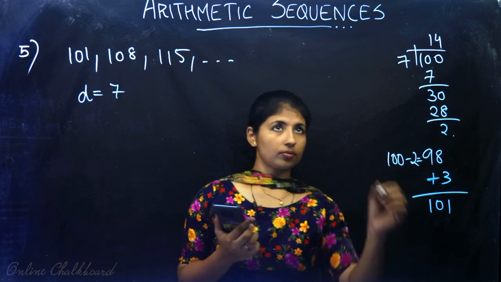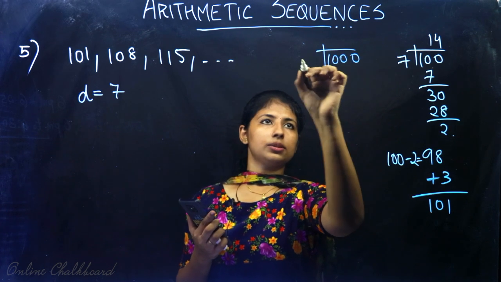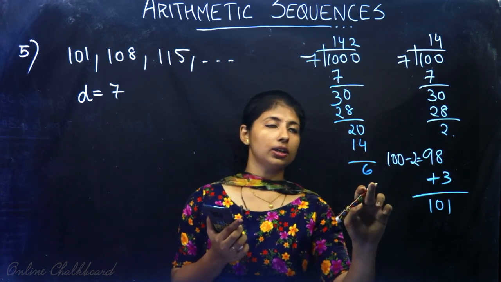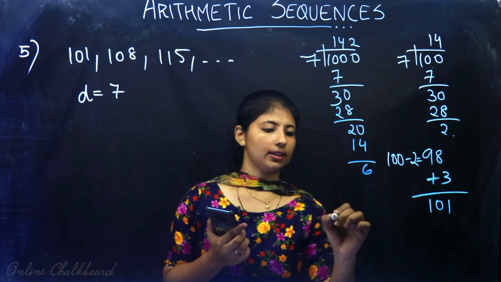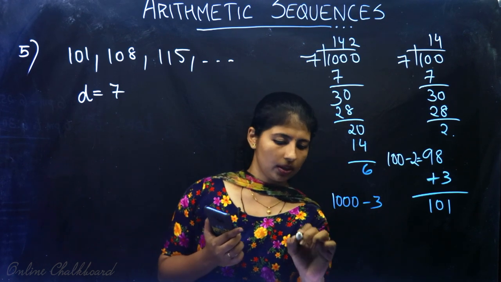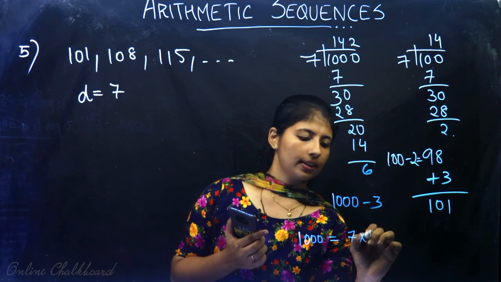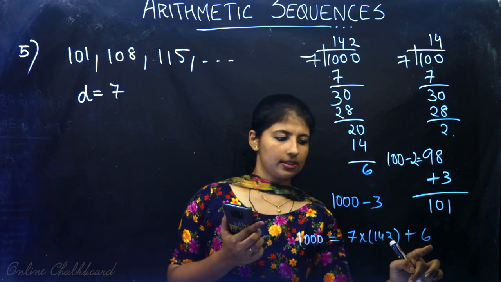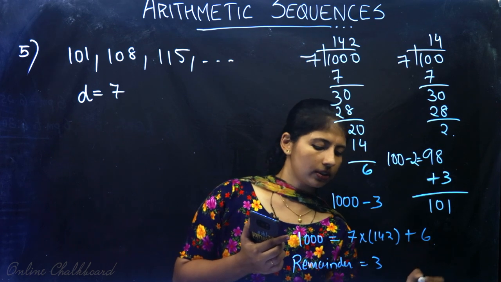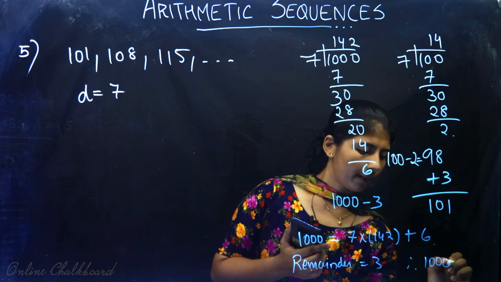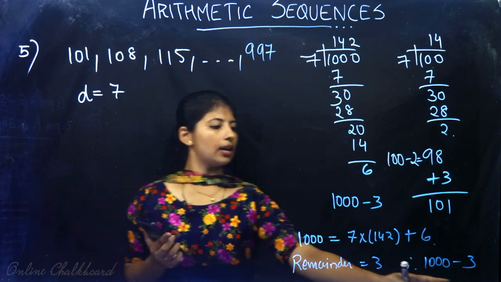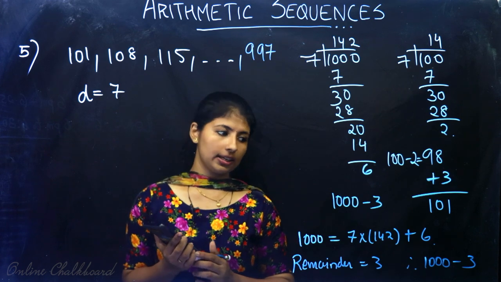So 1000, divided by 7, we get the remainder 6. 1000 is equal to 7 into 142 plus 6. So the remainder here is 6. But we need remainder 3, so we subtract 3 from this 6. Therefore 1000 minus 3 is the number. So the last number is 997. This is how we find the last number which is divisible by 7 and leaves remainder 3.